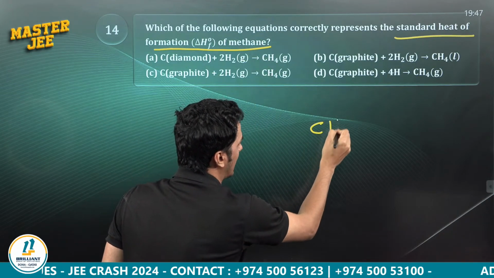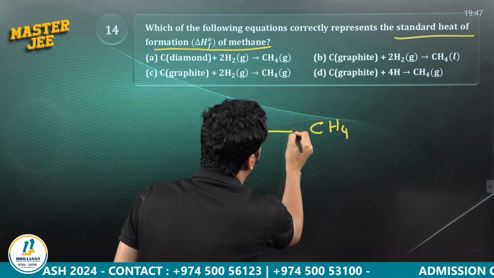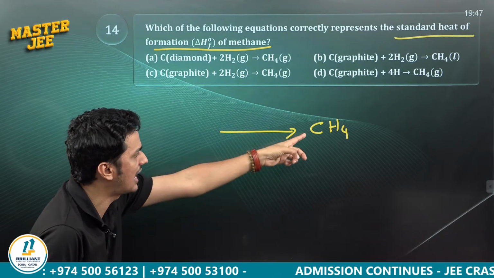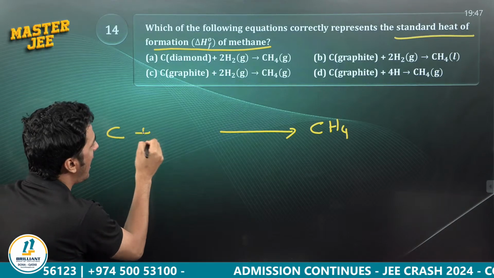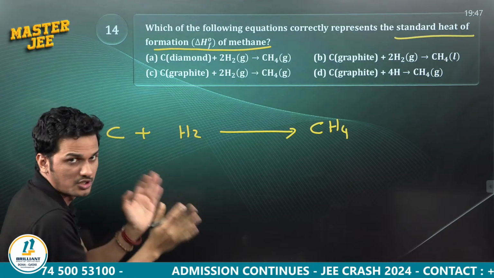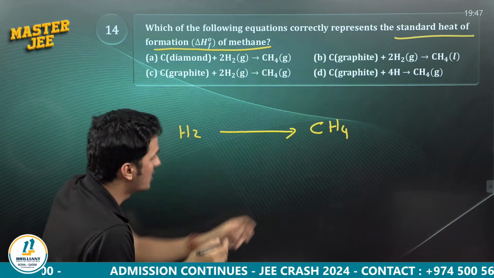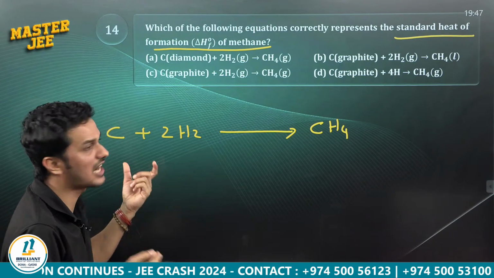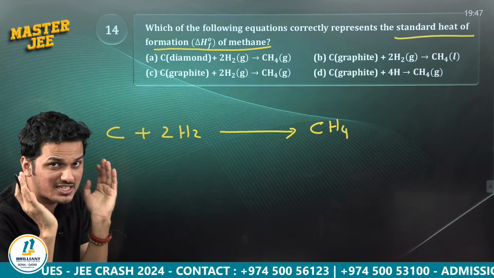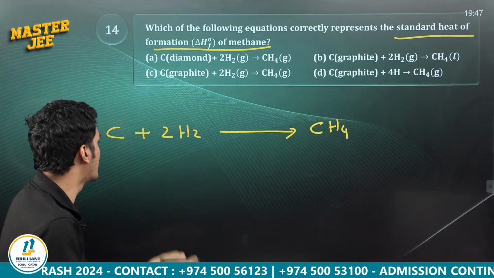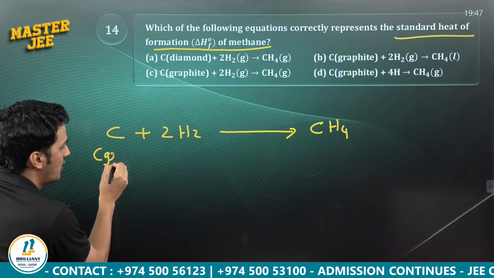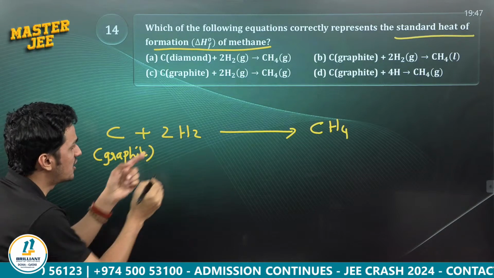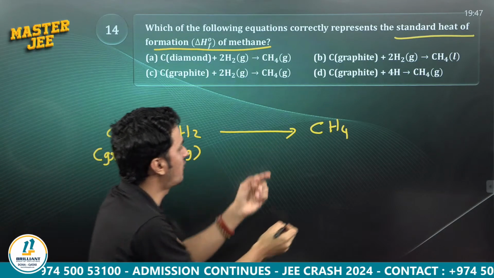So here they are asking about methane. This methane is formed from its own elements. Which elements are there? Carbon is there, hydrogen is there. Hydrogen is present as H2. We require 4 hydrogen here, so I will write 2 H2. Now again a problem is there. The standard state of carbon, the most stable state, is graphite, not diamond. Graphite. And H2 is gas and CH4 is gas.